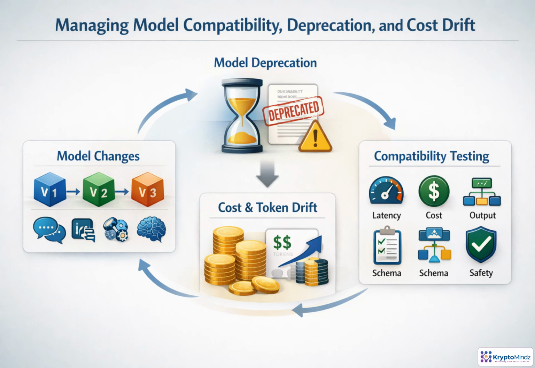Model upgrades are production migrations, not simple configuration changes. A new version may improve quality while still breaking JSON formatting, tool calls, tone, latency, or safety behavior. Deprecation also creates a deadline. If your application depends on an unsupported model, reliability becomes a business risk. Cost can drift as well because pricing or tokenization may change even when traffic stays flat. Before switching, compare candidate models across quality, P95 latency, cost per request, context window, schema adherence, and safety pass rate. Then migrate deliberately with rollback paths.